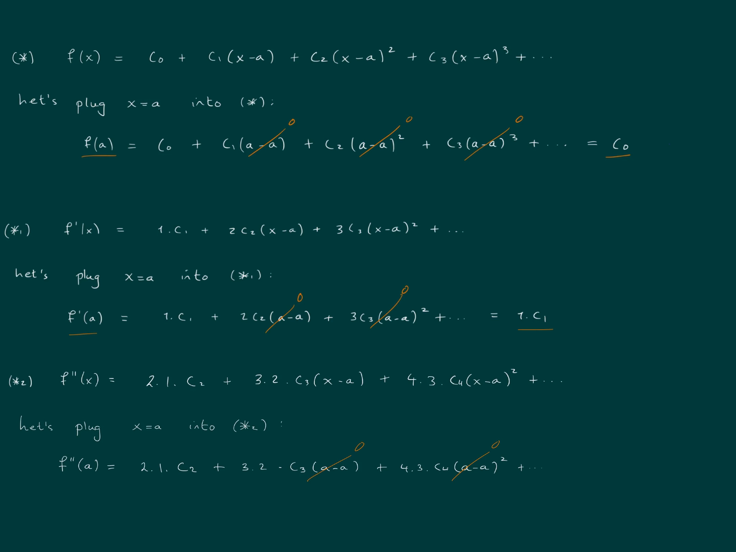Now, why have I written it as 2 times 1? Well, I want to write that as 2 factorial times c2. Bringing the 2 factorial to the left-hand side, we can now write c2 is equal to f double prime a over 2 factorial. So again, we have solved for c2, so it is also unique. So it's a good point in the video now to pause and try and repeat these steps to solve for c3 and c4, and then try and see if you can see a pattern.